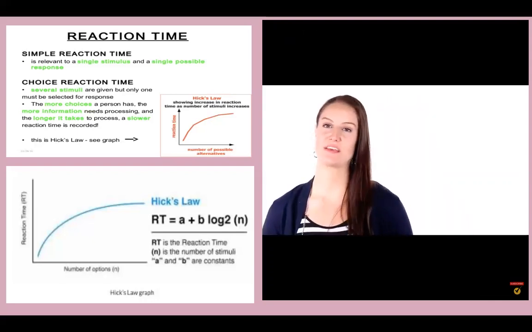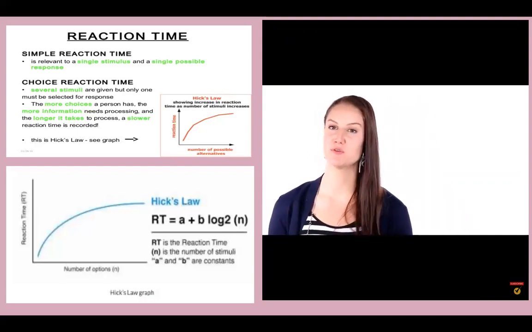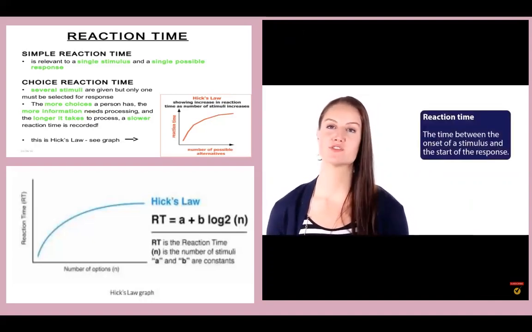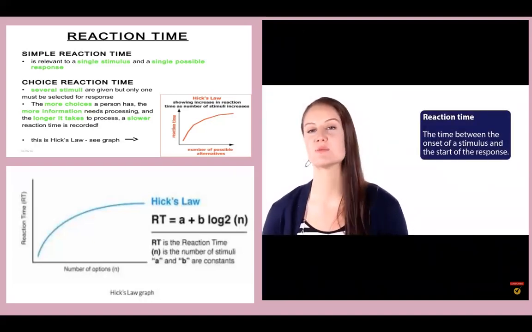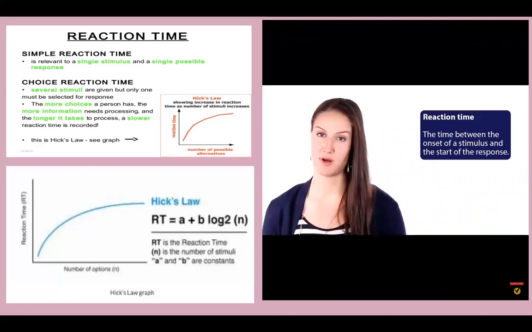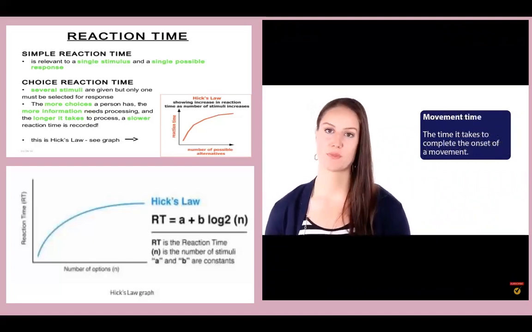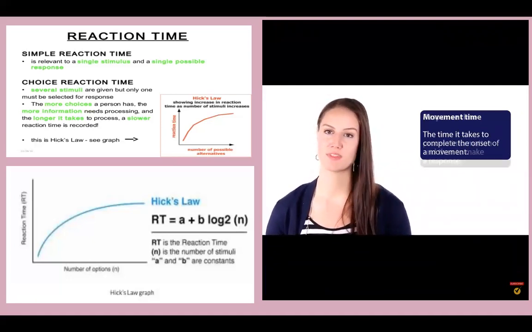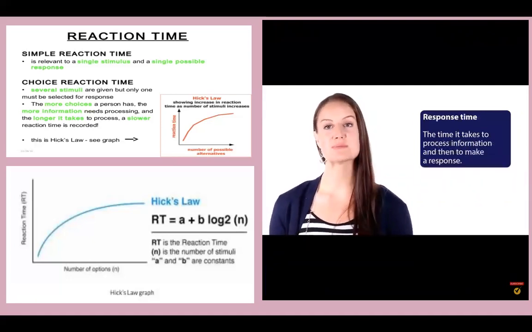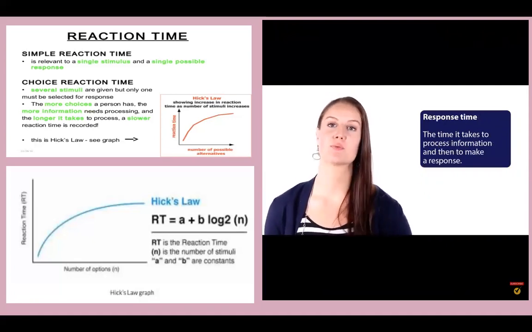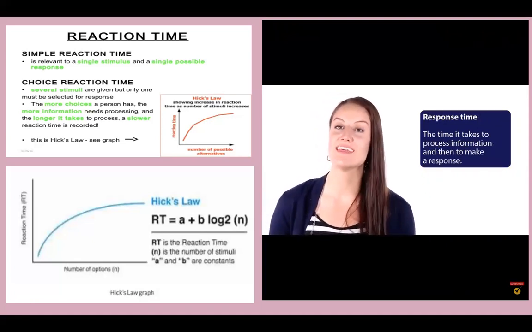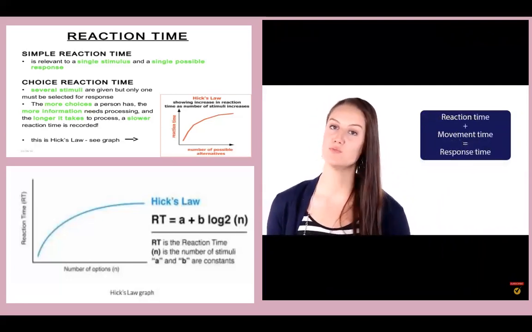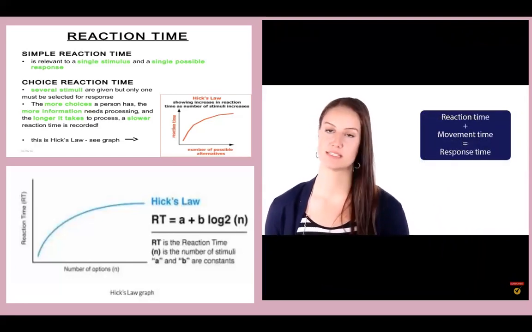To fully understand this, there are a few terms you need to be familiar with. Reaction time. Reaction time refers to the time between the onset of a stimulus and the start of a response. Movement time. Movement time is the time it takes to complete the onset of a movement. And response time. Response time is the time it takes to process information and then to make a response. Reaction time plus movement time equals response time.